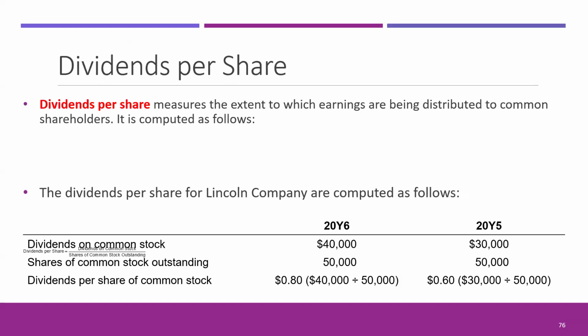And dividends per share is also really important. It's dividends per share equals dividends on common stock divided by shares of common stock outstanding. So, I mean, it's total common stock dividends on the financials divided by the per share amount. That's how much each share is going to get. So for example, if dividends were 40,000 and total shares outstanding is 50,000, that's an 80 cents per share dividend.